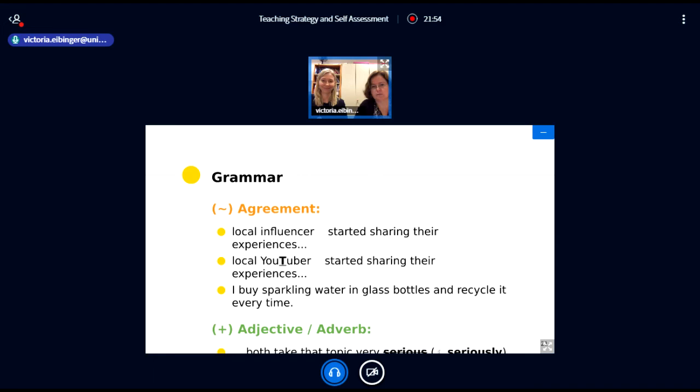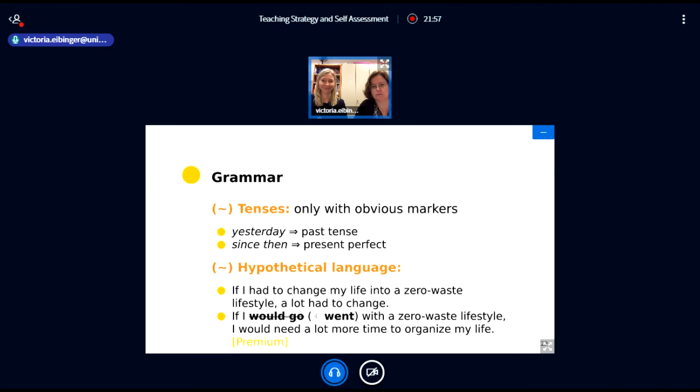Adjective adverb in clear cases, however, works very reliably. Tenses, as you will probably expect, only work well with obvious markers, such as yesterday for a past tense or since for a present perfect. So if such a marker is present, a tense mistake is also detected. With hypothetical language, we found that in simple hypothetical constructions, the success rate is very high, but once the sentence is more complicated, it doesn't work so well anymore.